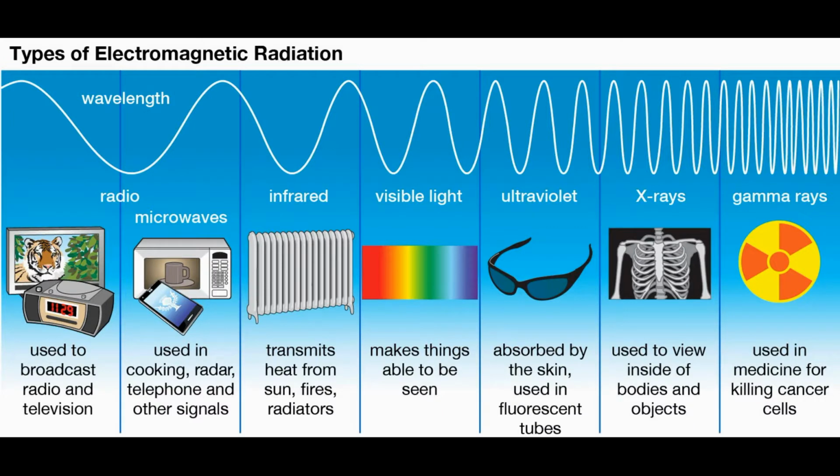And in the second diagram we are seeing the electromagnetic spectrum. This spectrum is arranged in ascending order of wavelength, that means increasing order of wavelength. In this figure we have shown various types of electromagnetic radiations.